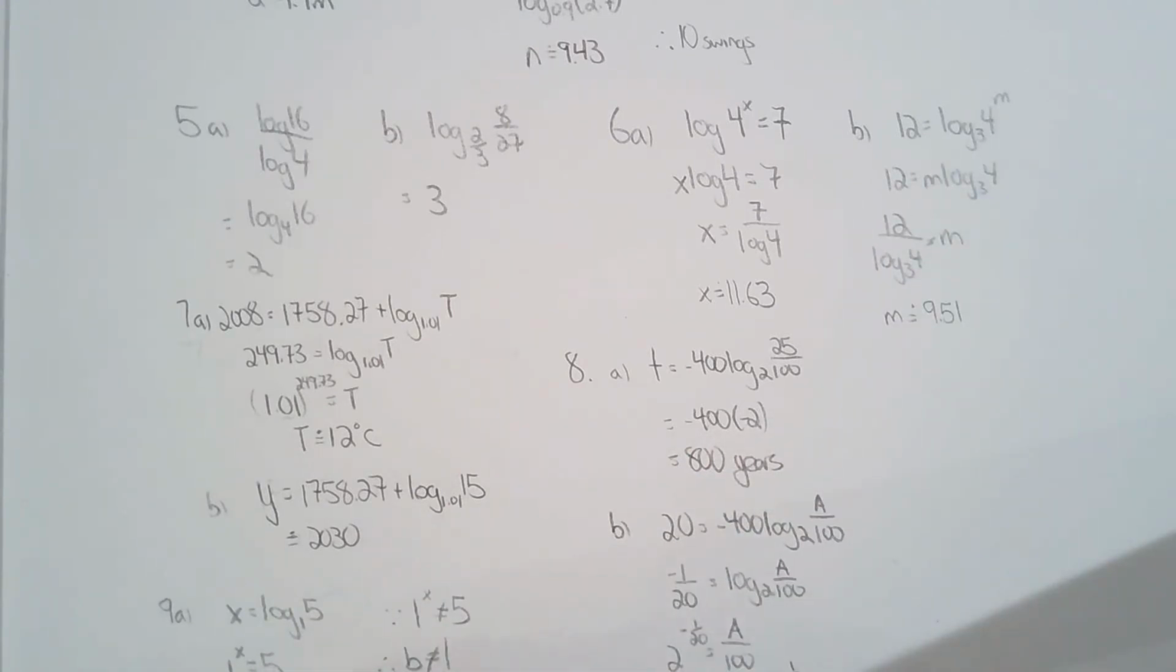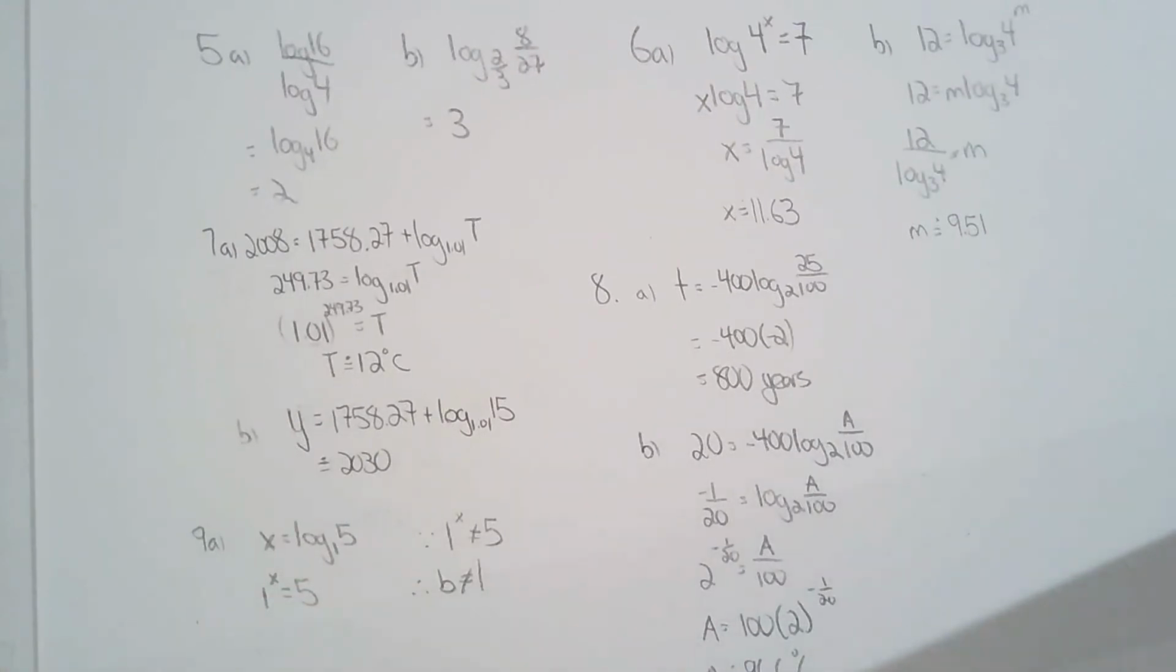For number 7, verify that the average temperature is 12 degrees Celsius in 2008. So I let the year be 2008 and then I solve for t, and I basically get 12 degrees Celsius. So it is true. For 7b, in what year will the average temperature be 15 degrees Celsius? Just let t equal 15 and solve for y. You will need to use the change of base formula for your calculator to change it to a base of 10, unless you have those special calculators.